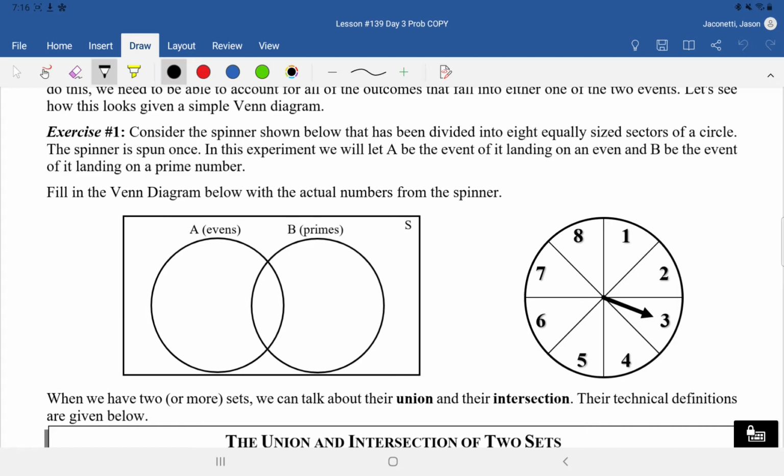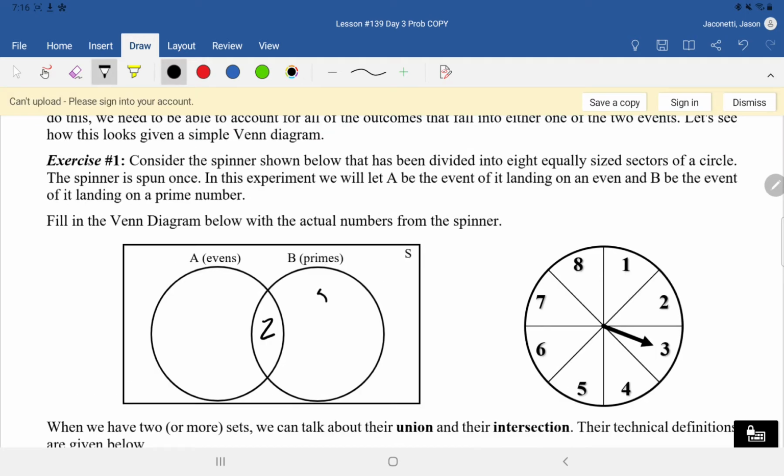So let's consider this spinner here where it has evens and it has primes. The spinner goes 1 to 8, and it has two categories. The event A is evens, and the even numbers here, of course, would be 2, 4, 6, and 8. And then it says primes. Well, the prime numbers would be 2, 3, 5, and 7. But 2 falls right there in the middle because 2 falls in both.